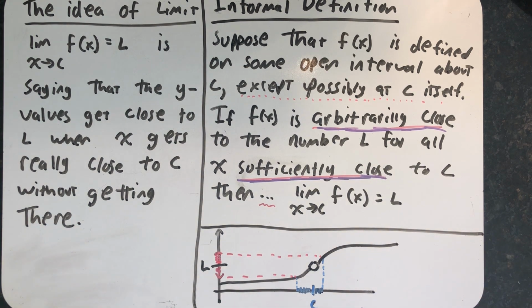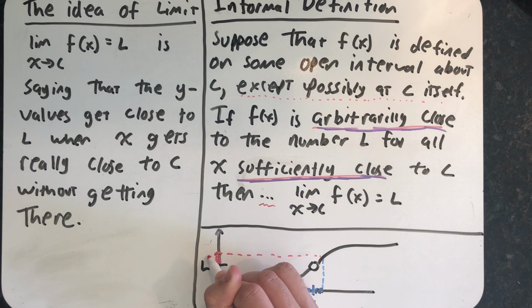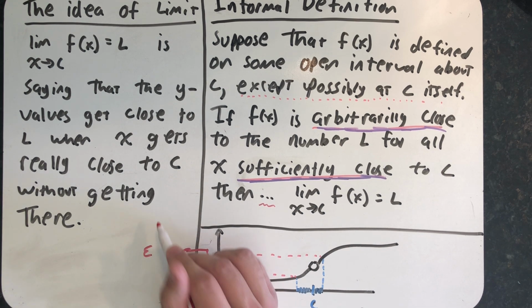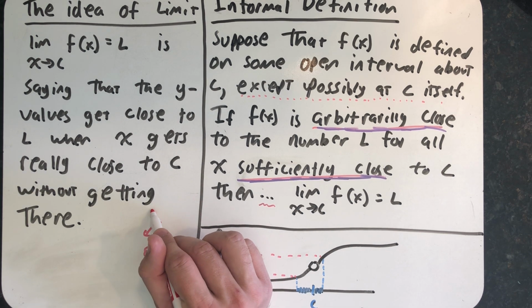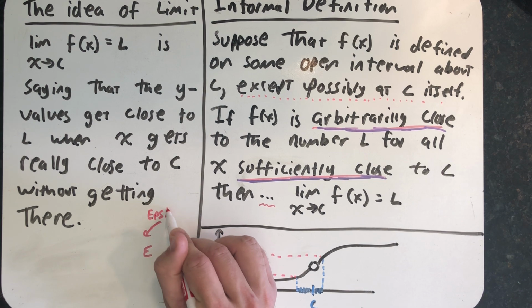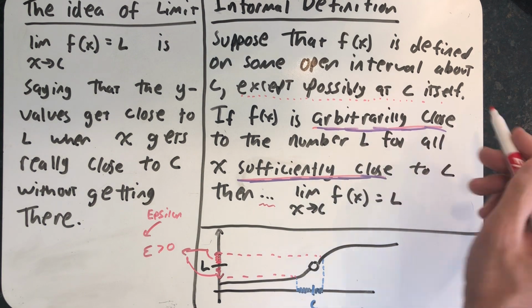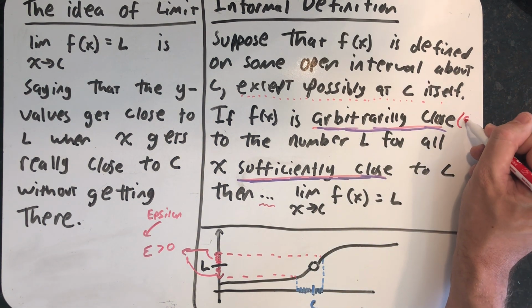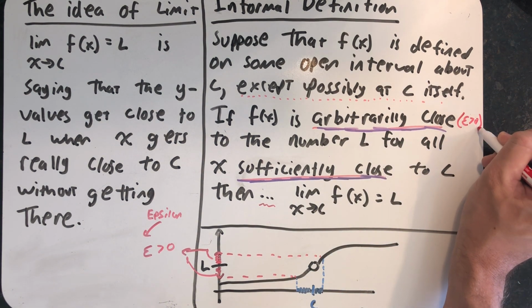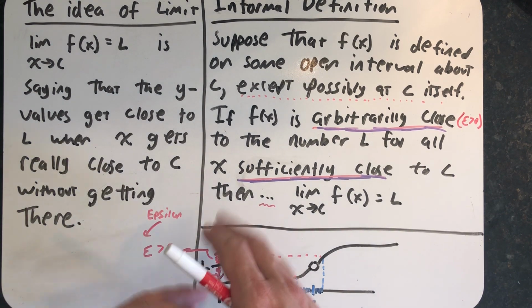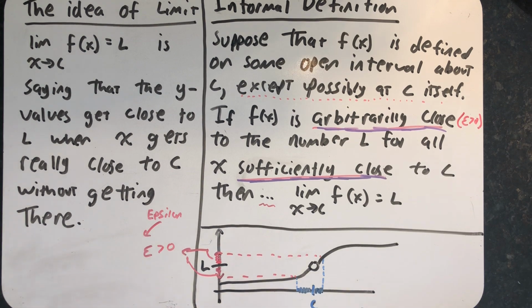So what we do is we give this distance a name. We call it epsilon. So that symbol there is a lowercase Greek epsilon. Epsilon is just some positive distance, and it would be in reference to how far I'm allowed to go up and down. That's my arbitrarily close, some positive distance epsilon. That's how far my y values are allowed to be away from the L value.